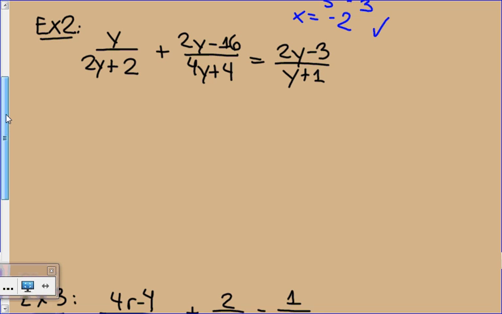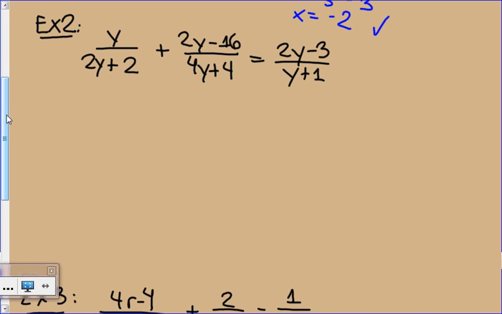Alright, number 2. Oh, seems huge. So what is some of my advice? Try GCF, see if we do, right? So let's look at the first fraction. I have a y on the top. I have a y on the bottom. Can I divide everything by the y? No, because that guy doesn't have a y.